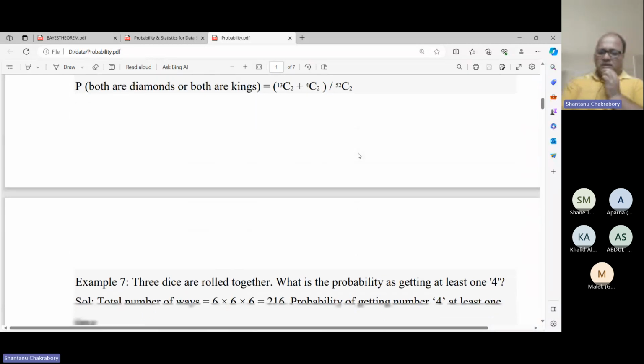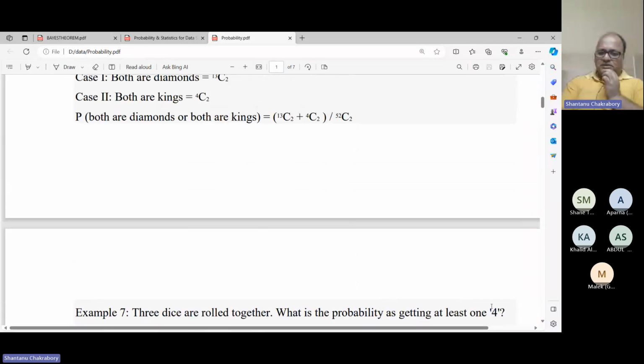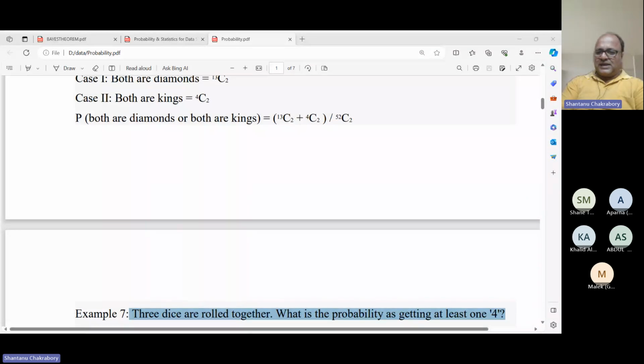So can you try this one? I'll give the sum. 3 dice are rolled. I'll put it in the chat box. I'll not share the solution. You try to solve this one and you tell me what the answer is.